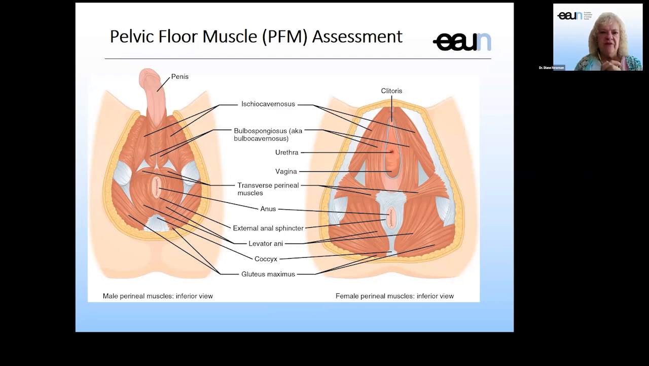It may be referred pain from one of these muscle groups, but these muscles are intertwined. They're different in men and women, but it's something we all as nurses need to become familiar with whenever we do this assessment of either a male or female with chronic pelvic pain.